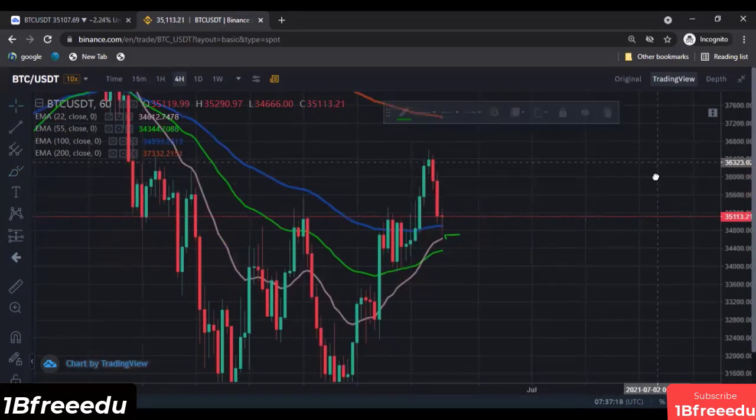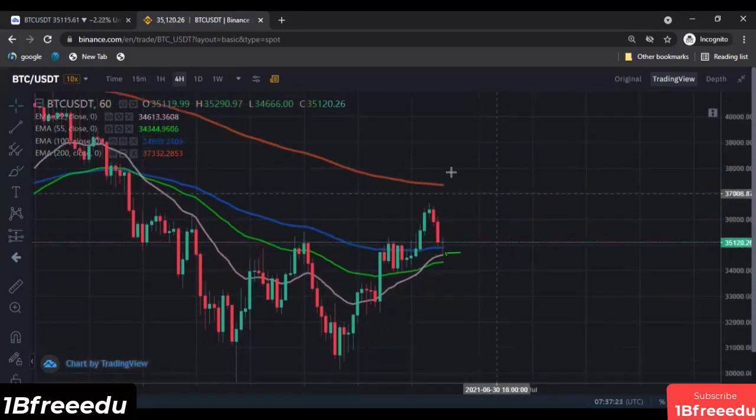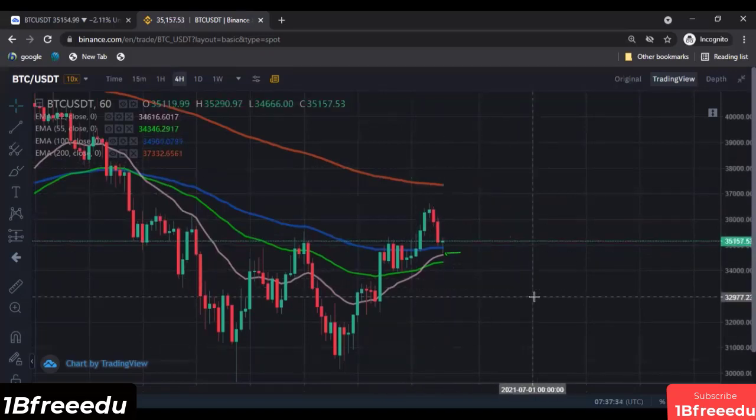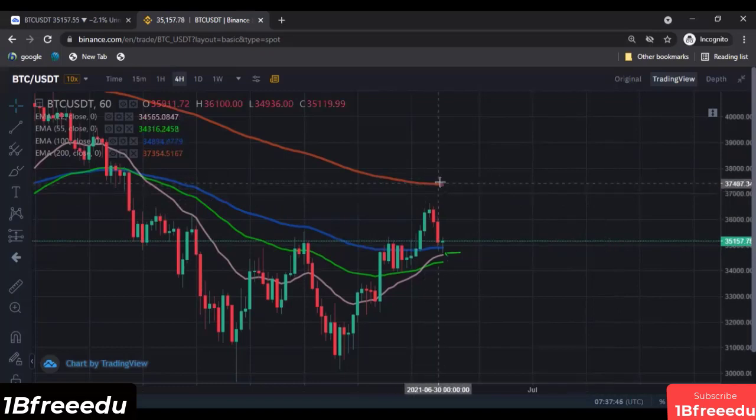And another thing which would help us to tell is that you can see here this is the 200 EMA. So basically, right now on 30th June, the market sentiment: Bitcoin has fallen from around 64,000 to around 35,000, and it has fallen even below that. But in order to consider this a bull market, we need to cross this 200 EMA in a higher time frame.